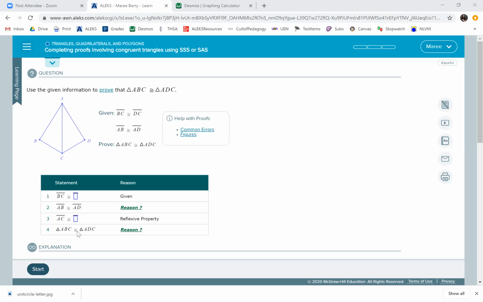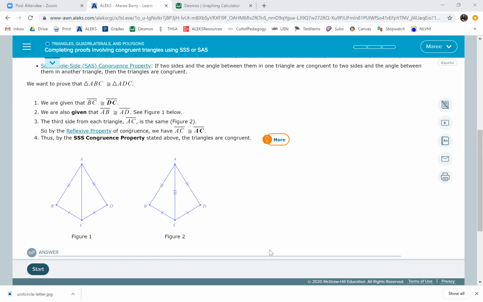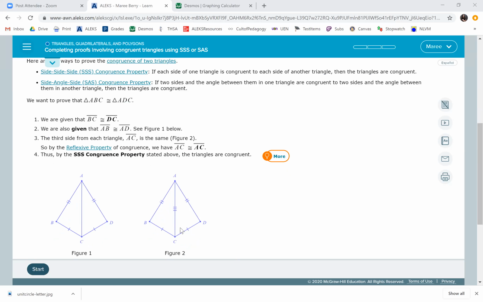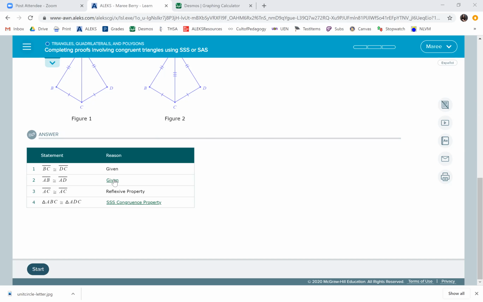And then the last one, they are congruent because of side, side, side. You just showed all three sides are congruent. So they talk about these two were given. We know that AC is congruent to itself. Therefore, they're all congruent to each other. So SSS. All right, let's do this. This is going to be fun.